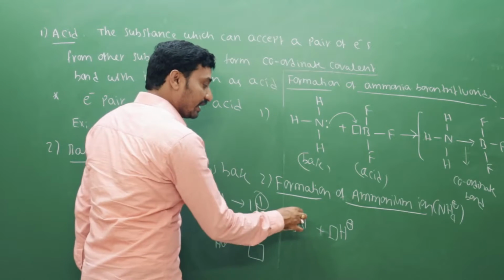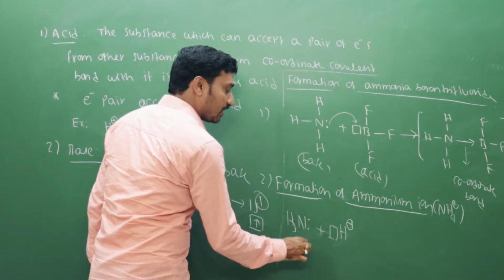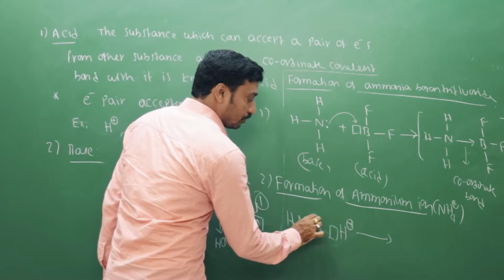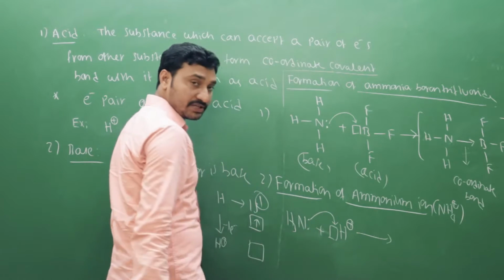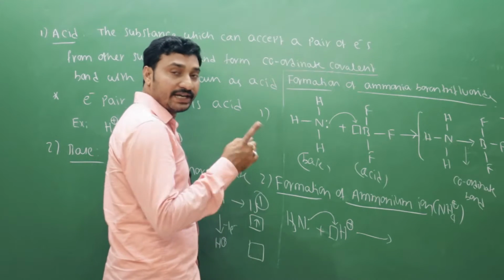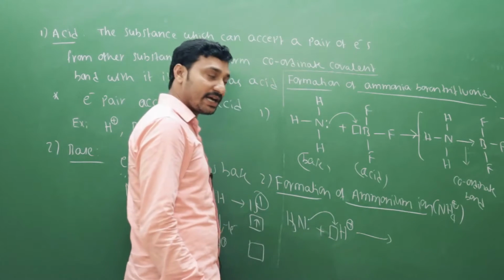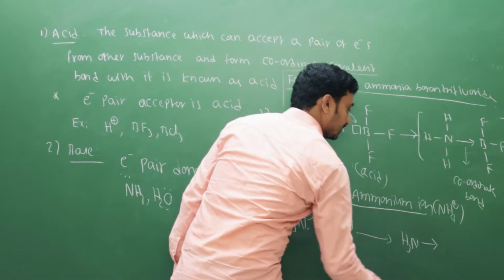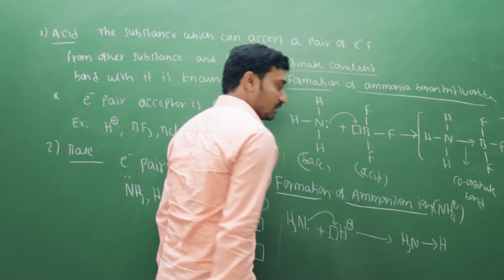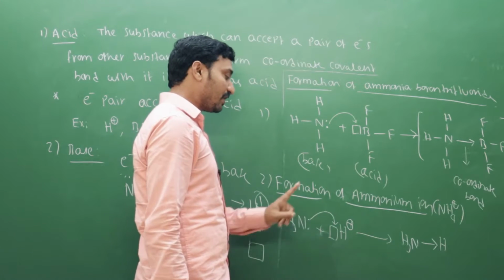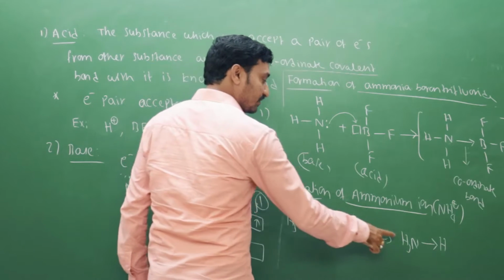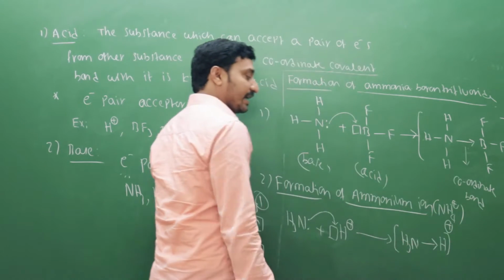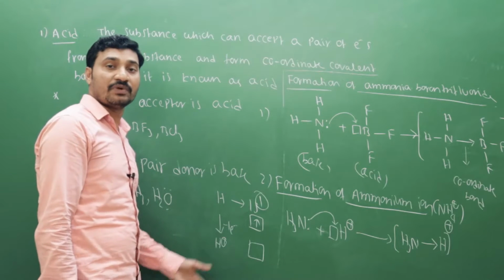As we discussed before, in ammonia, nitrogen has a lone pair of electrons. Now here what happened? Nitrogen donates its lone pair of electrons to the vacant orbital of H plus and forms a coordinate covalent bond between nitrogen and hydrogen. Why is the arrow towards hydrogen? Because nitrogen donates a pair of electrons to H plus. This is the formation of NH4 plus, the ammonium ion.